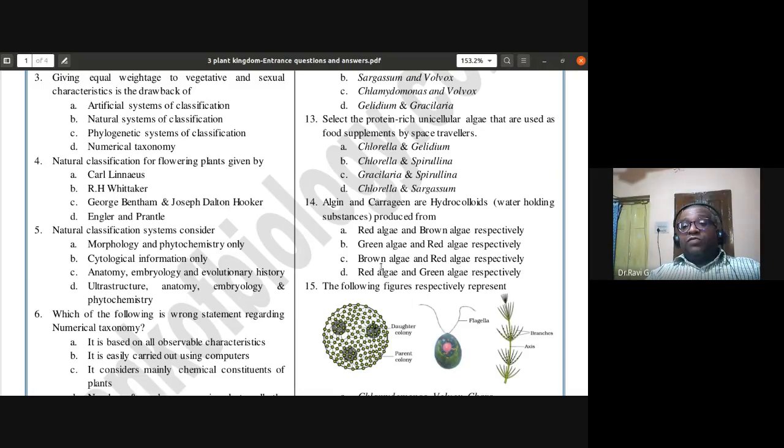So they are obtained from brown algae and red algae respectively. Algin is obtained from brown algae. They have alginates. Carrageen is obtained from red algae respectively. So C is the answer for the 14th.